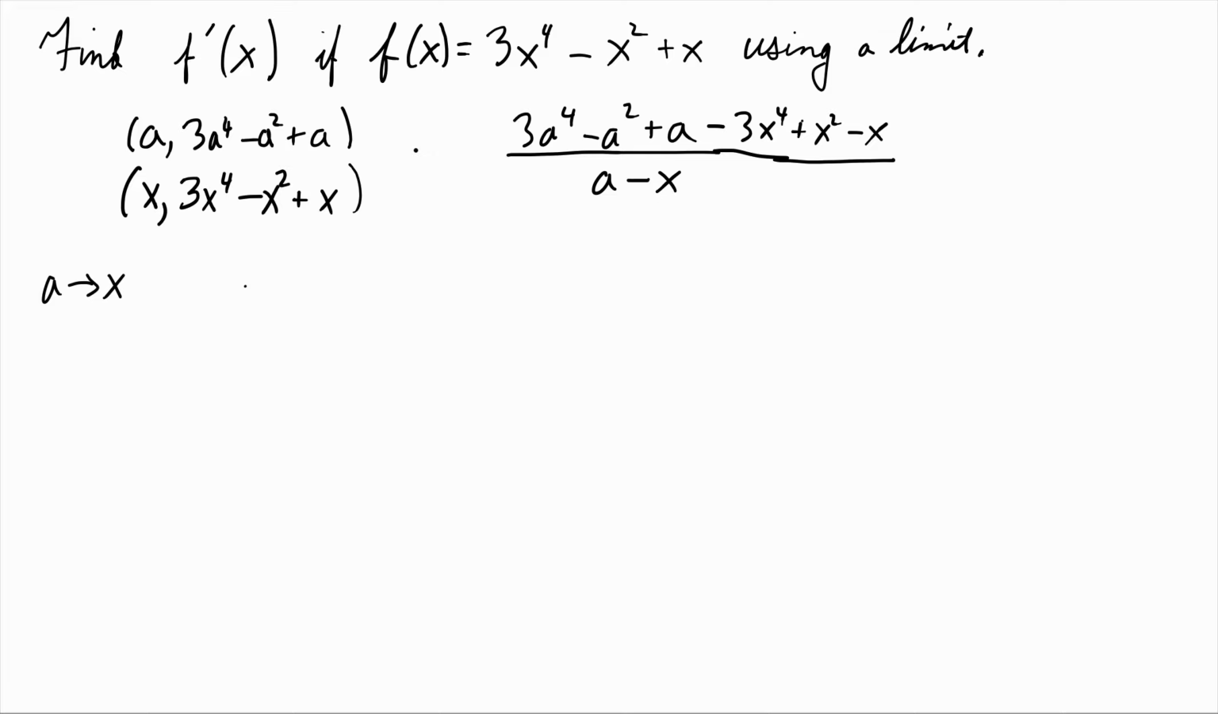And this expression right here, we're going to be taking a look at what happens as a approaches x. Now, of course, we can't plug in a equal to x here because that's not defined. We're thinking of a as being the variable. A is the variable, and x is considered a constant here. So a is changing.